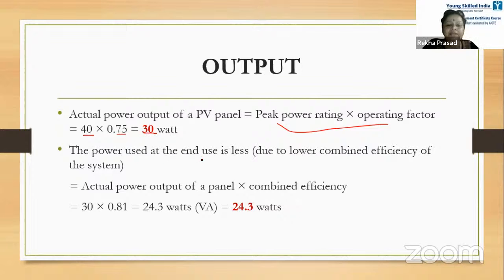The power used at the end use is less due to the lower combined efficiency of the system. So the actual power output of a panel is multiplied by the combined efficiency. Here it is 30 into 0.81, because when I show you the assumptions that have been taken, the combined efficiency is 0.9 into 0.9. If you multiply this, you'll get 24.3 watts.